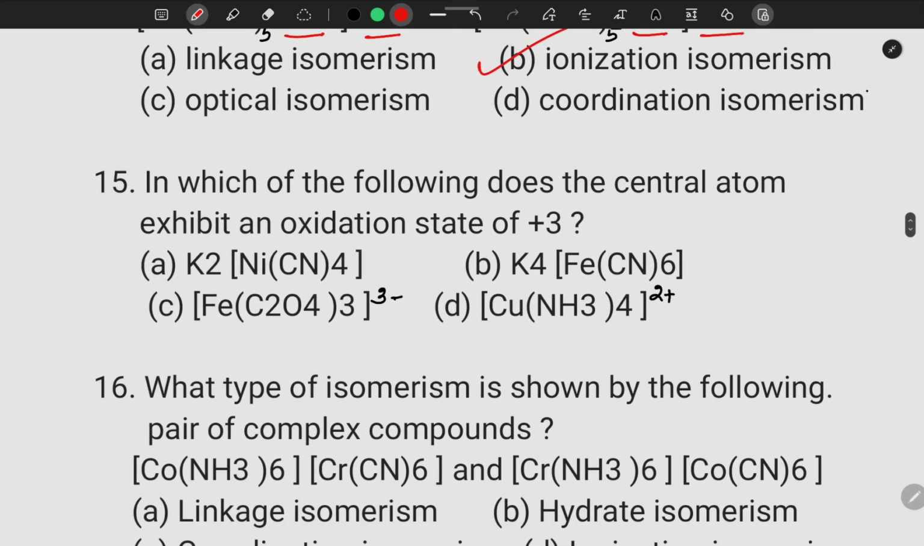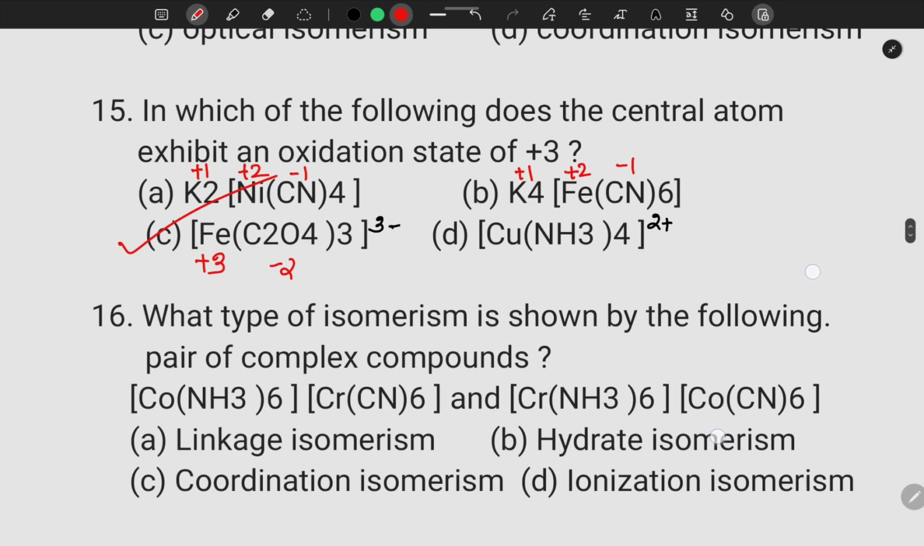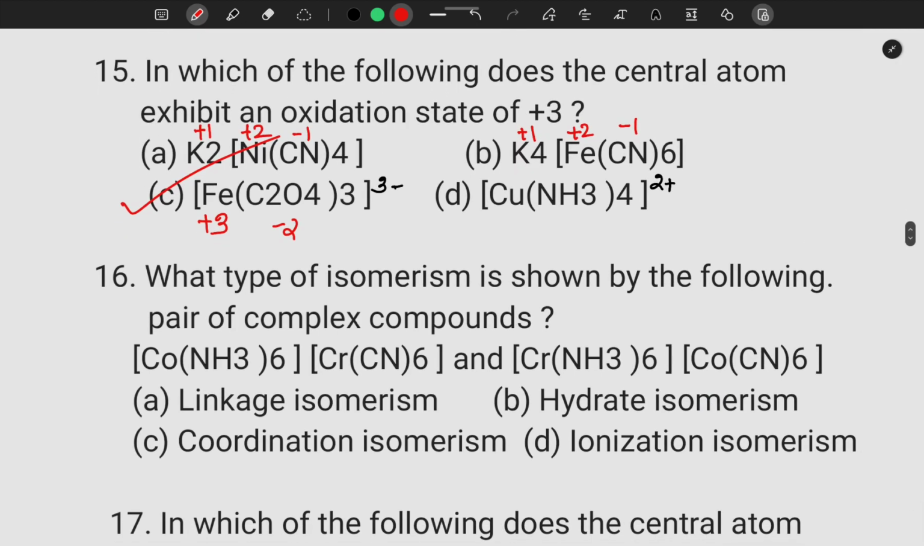In which of the following does the central atom exhibit an oxidation state of +3? In the first complex, cyanide is -1, so -4, and 2 potassium give +2, so nickel will be in +2 oxidation state. In K4[Fe(CN)6], 6 cyanide give -6 and 4 potassium +4, so iron will be in +2 oxidation state. In [Fe(C2O4)3], oxalate is in -2 oxidation state, so 3 oxalate give -6, plus 3 will give you -3. So iron will be in +3 oxidation state. Whereas in [Cu(NH3)4]2+, copper is in +2 oxidation state.